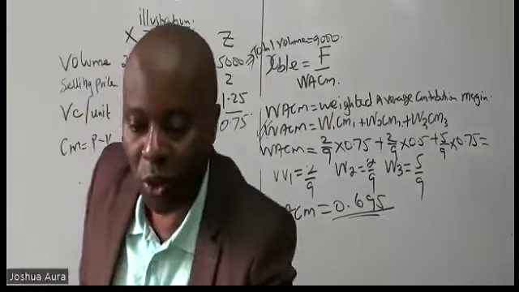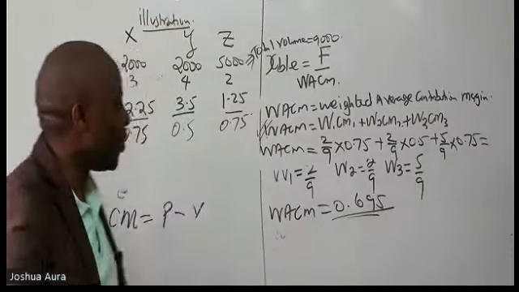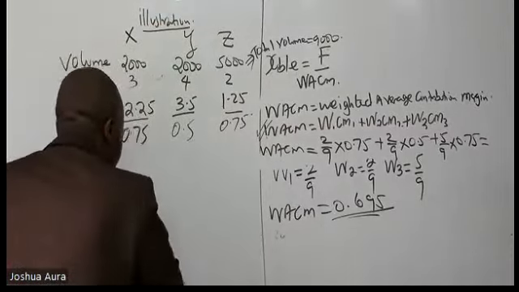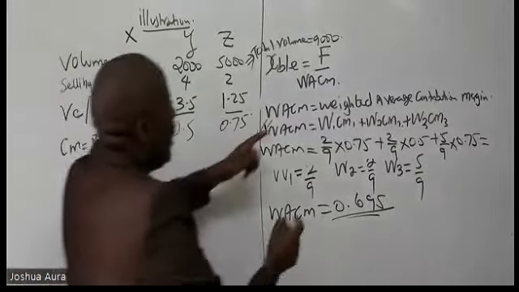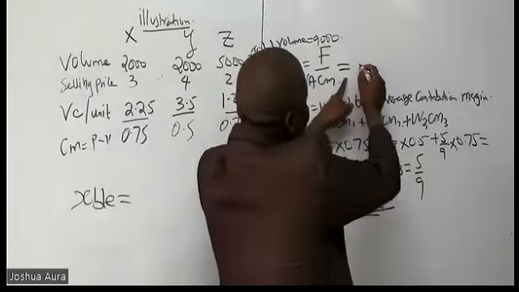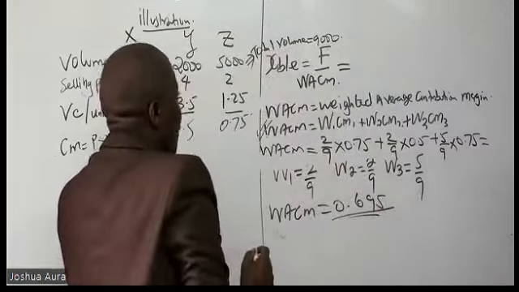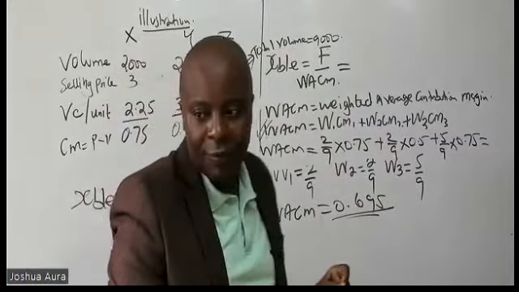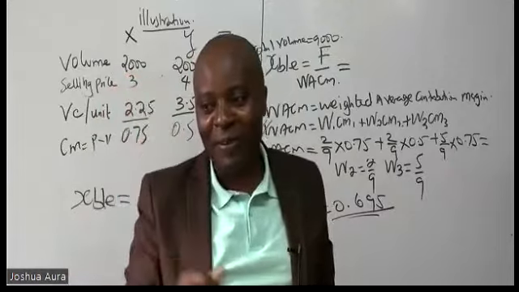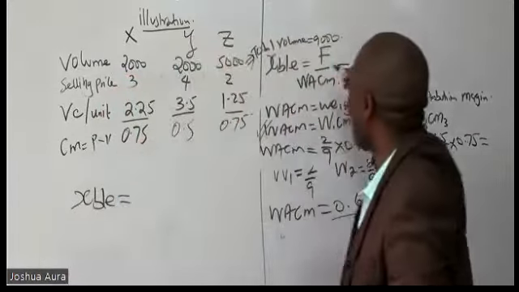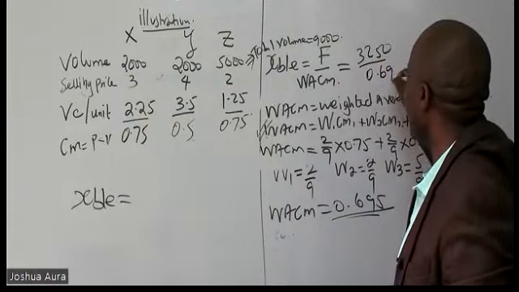What these guys want us to get, ladies and gentlemen, is this simple thing: they want us to give them X break even. X break even is fixed cost over the working. What is our fixed cost amount for the firm? 3250. So this will be 3250 divided by our 0.695.